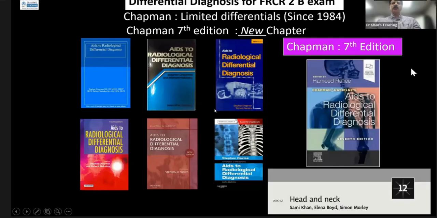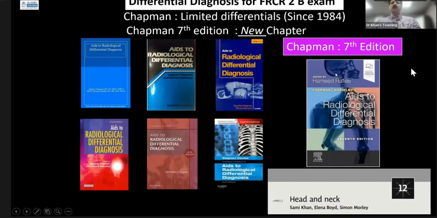And the key resource which I recommend for the FRCR exam is this book. We just use the word Chapman for this. And this is the current edition, which is the 7th edition. What happened was that, in 1984, you will be surprised that head and neck was lacking in this book. And it was just plain films, which, if there is internal auditory canal expansion or things like that, were obsolete concepts. Some or the other, they just carried on. And in the 7th edition, this has all been revised. So I recommend that you use it.